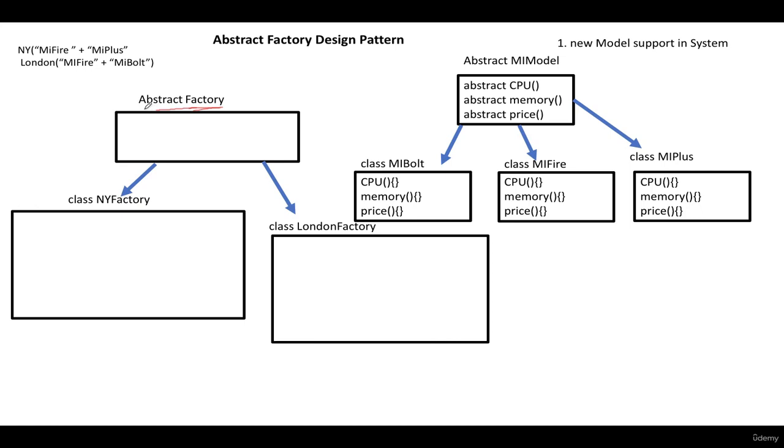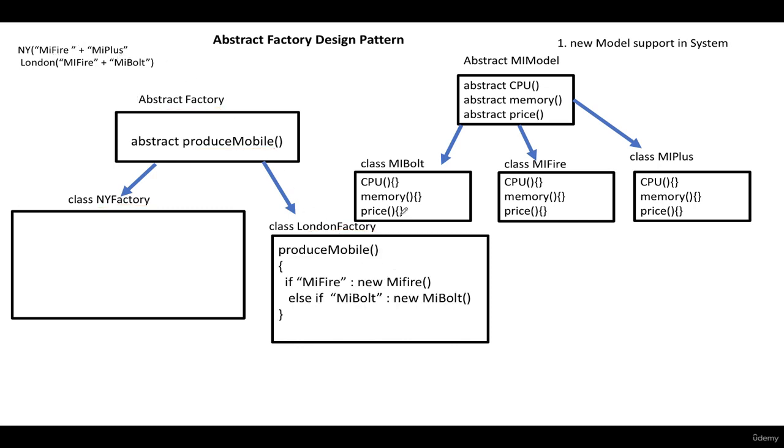And of course, if it is an abstract class, then it must have an abstract method, that is produce mobile. So now it has the abstract method, and I'm sure it must be implemented differently in the class New York factory and the class London factory. In this case, we want the London factory to always manufacture MI fire and MI bolt, and the New York factory to always manufacture MI fire and MI plus. So we can write this condition easily here.